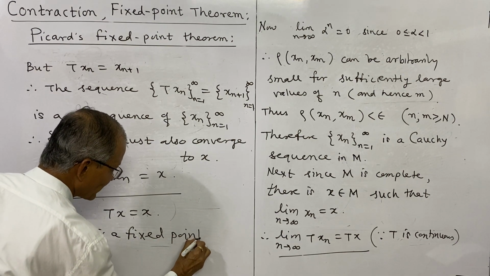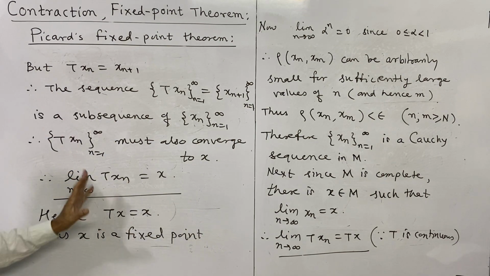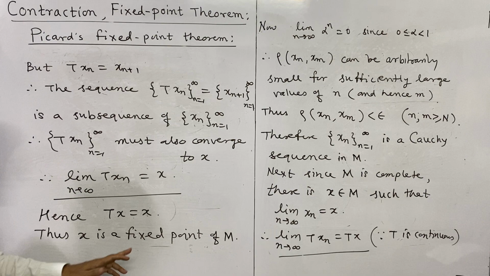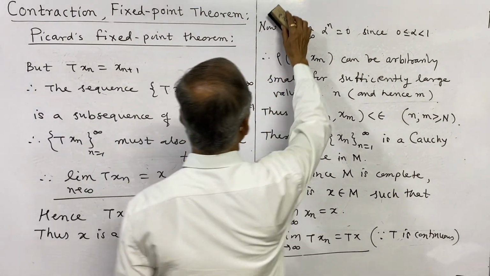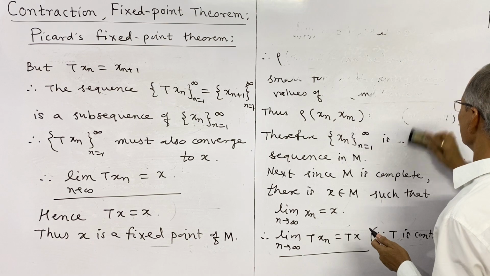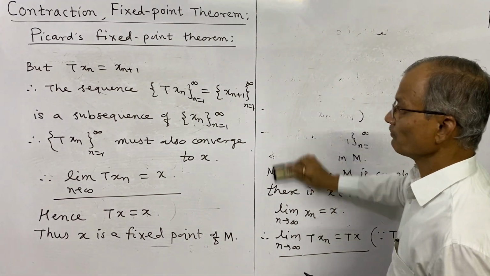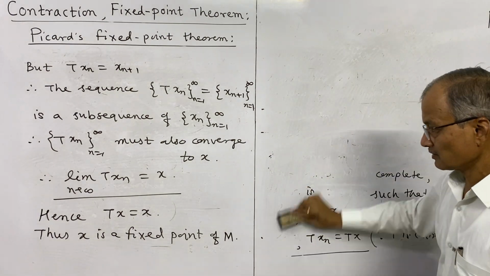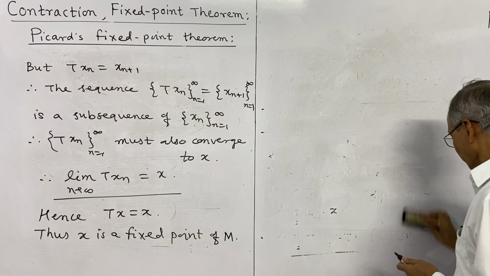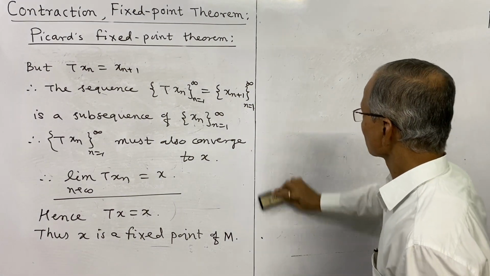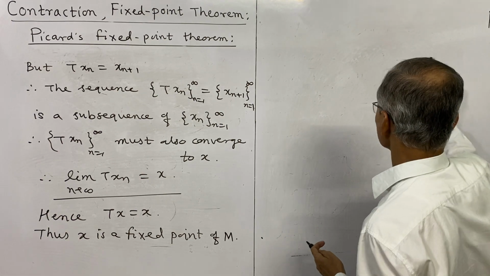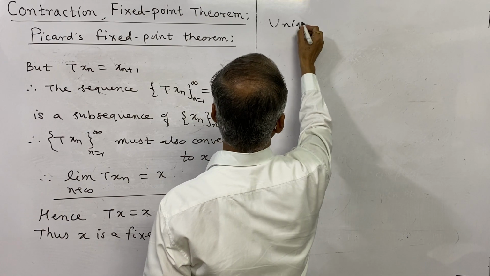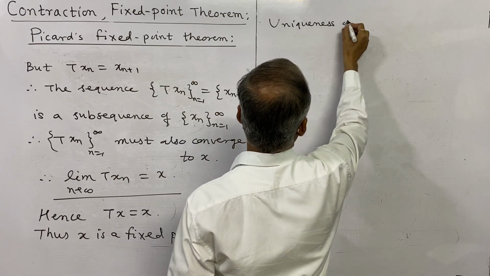This is the condition for fixed point. Tx is equal to x, the image is equal to the same, so x is a fixed point of M. Now what remains to prove is that this point is one and only one. There is no other point with the same condition. So that we shall prove, then the proof will be completed. So it remains to prove that the fixed point is only one. So further we will show uniqueness of the fixed point.